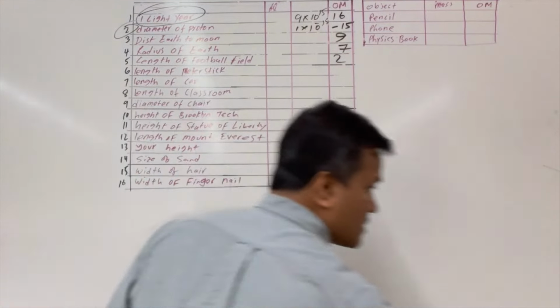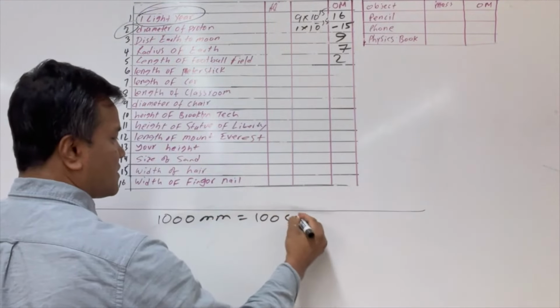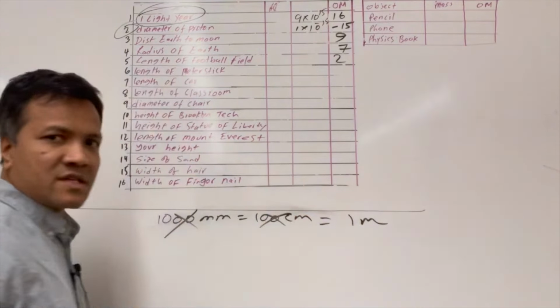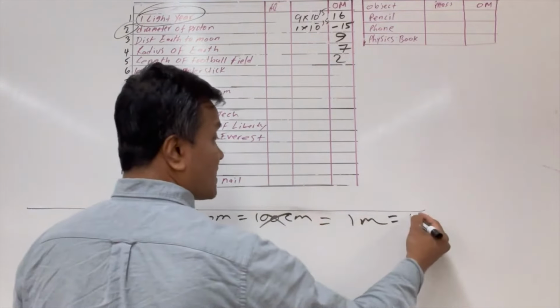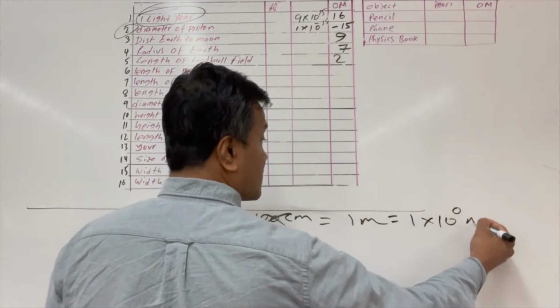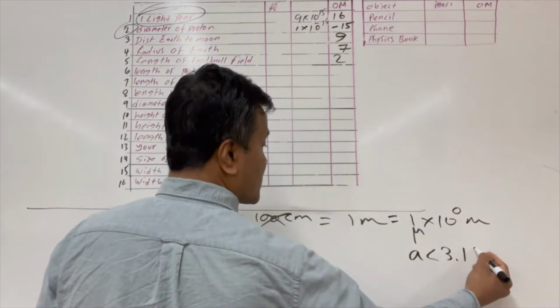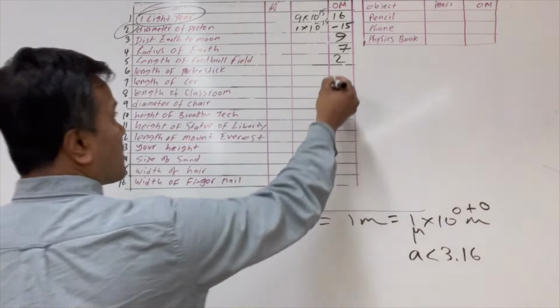All right, length of a meter stick is 100 centimeter. This is wrong because I have to write it in scientific notation. 1 meter, I have to write it in SI unit. Now I have to write it in scientific notation. All right, A is less than 3.16, so then 0 plus 0, so this is 0. Good.